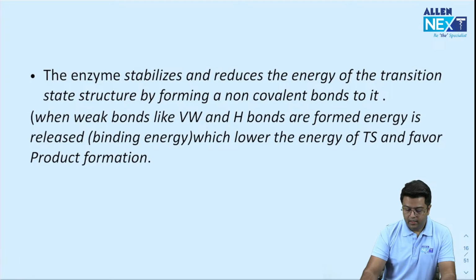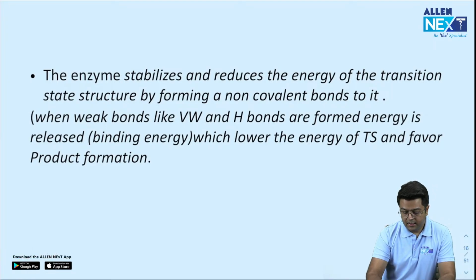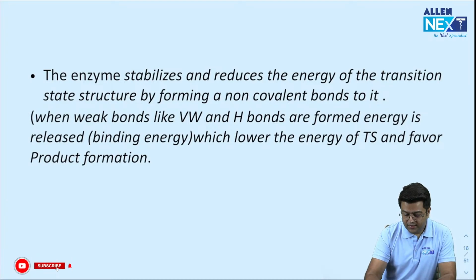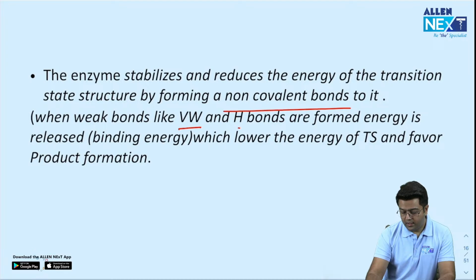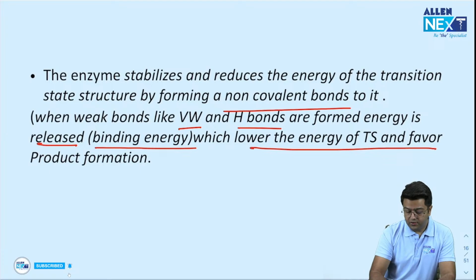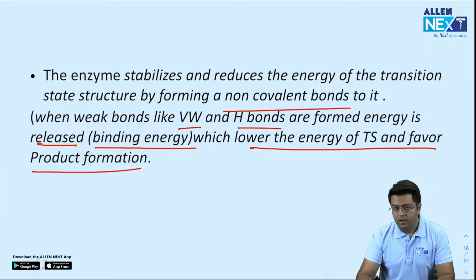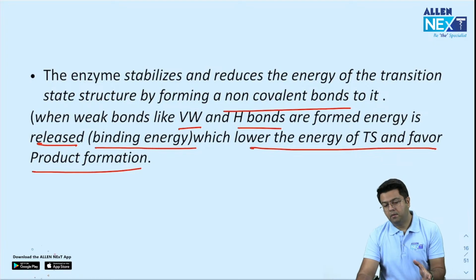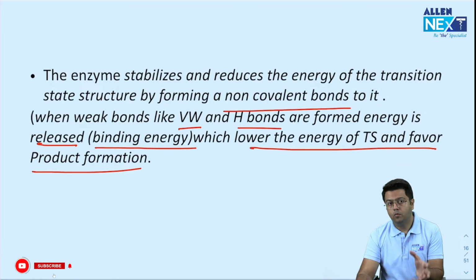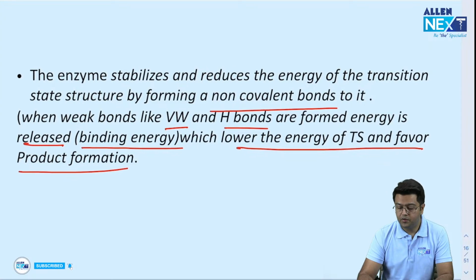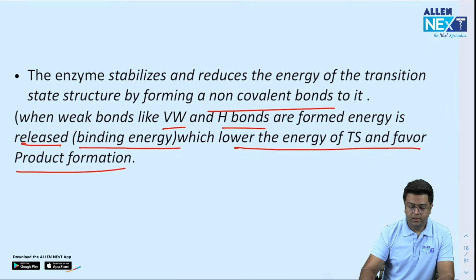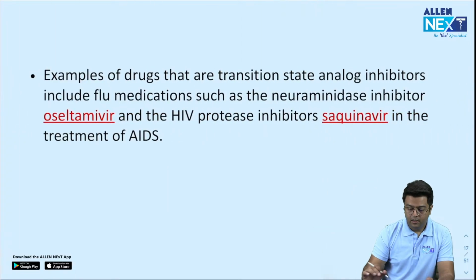Clear? Okay. So this is again what I explained, written here, and this is from one of the authentic books. Enzymes stabilize and reduce the energy of the transition state structure by forming non-covalent bonds to it. So when weak bonds like van der Waals and hydrogen bonds are formed, an energy is released called binding energy, which lowers the energy of the transition state and favors product formation, right? So guys, remember, the active site is always complementary to the transition state, not the substrate. This is a question that I teach normally and from the notes.